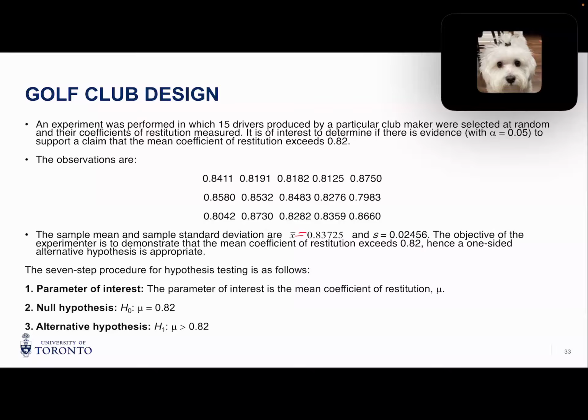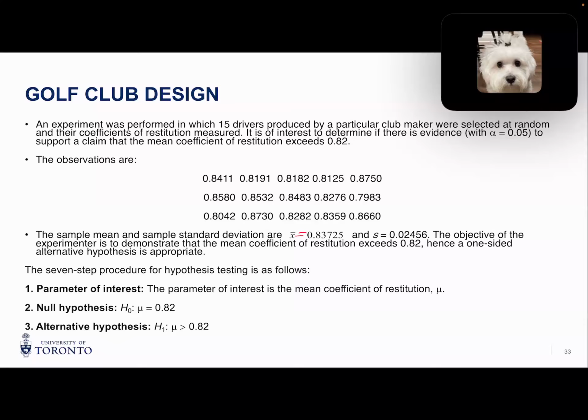We don't know the variance of the population, so we have to calculate it ourselves, and we know we're in t-student world, but we can calculate it. And we want to know if it exceeds 0.82, ergo it's a one-sided test.